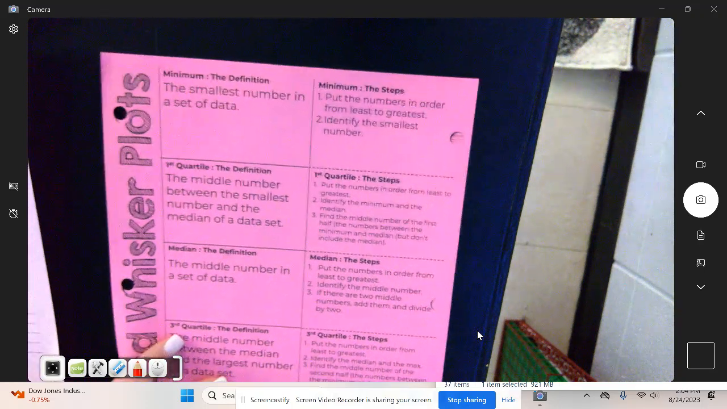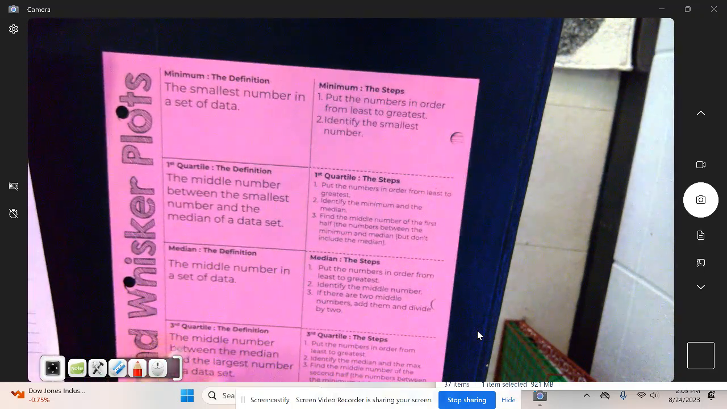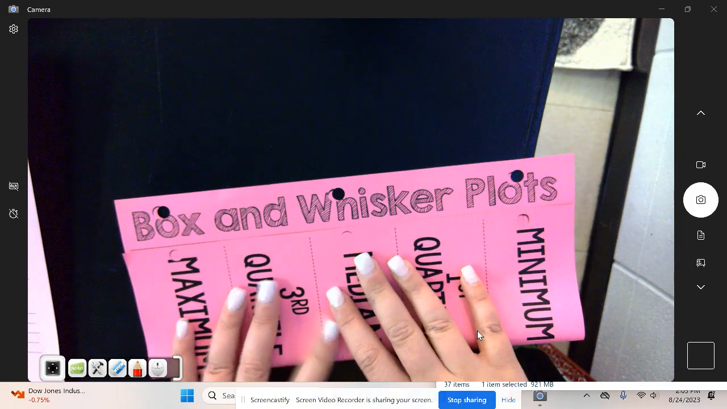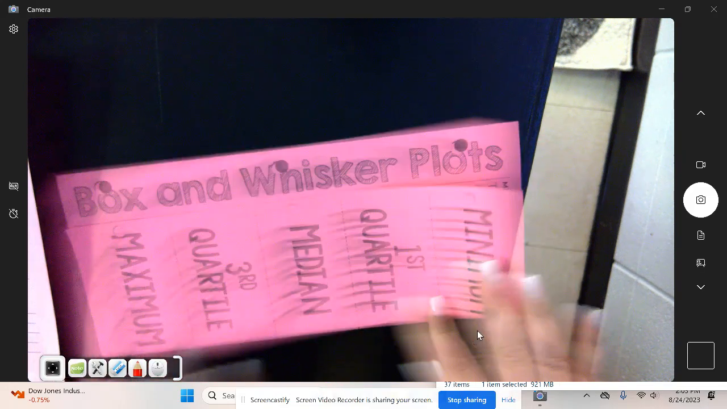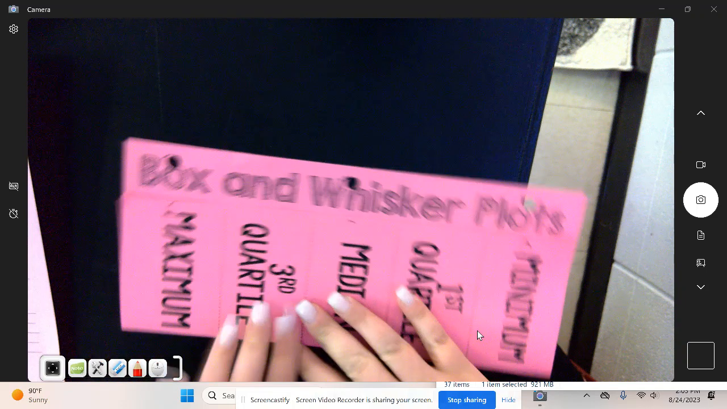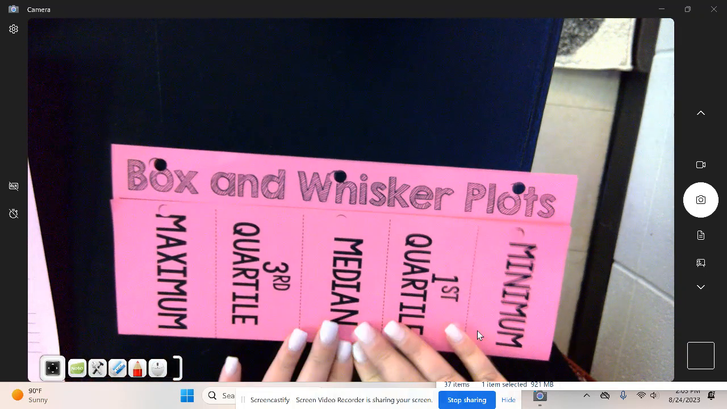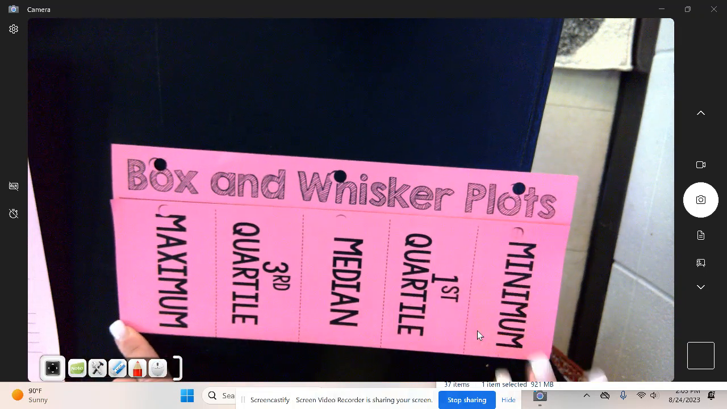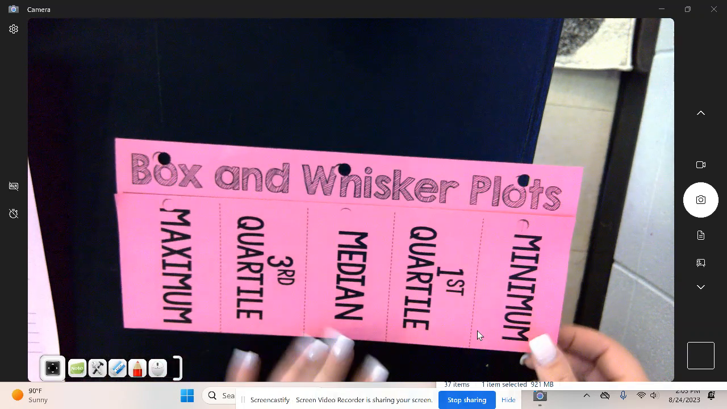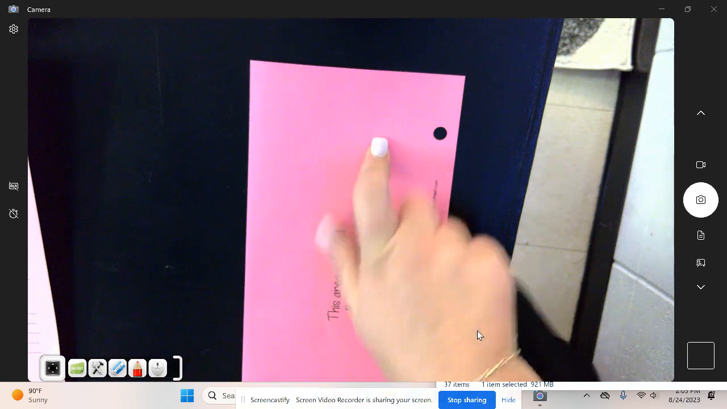Your dark pink is your foldable. So just like our other blue foldable, fold it to the line so the title is out. We're going to be talking about making box and whisker plots and what that looks like. If you'll do me a huge favor, flip it over and put your first and last name on the back so that if or when you lose it, I know who it goes back to, that would be great.